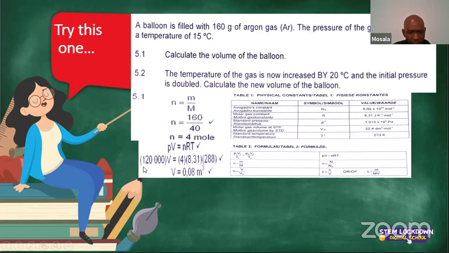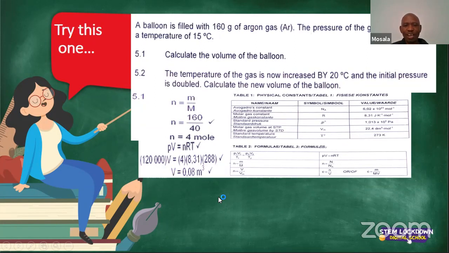So if you calculate, this will be 0.08 cubic meters. And remember, this is in cubic meters. Why is it in cubic meters? It's simply because in this particular equation, your volume is given in cubic meters. So that's your answer. Remember, always when you are using this equation, your volume will come out in cubic meters.